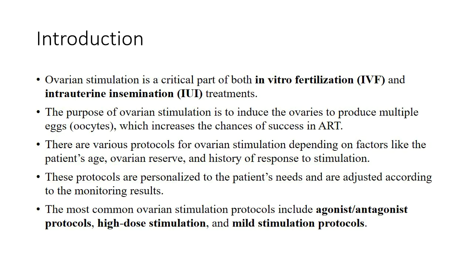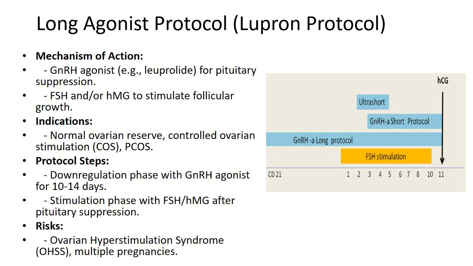1. Conventional stimulation protocols in IVF. A. Long agonist protocol, Lupron protocol. This protocol uses GnRH agonists, e.g. leuprolide acetate, to suppress the body's natural hormonal cycle and prevent premature ovulation. It is one of the most commonly used stimulation protocols in IVF.